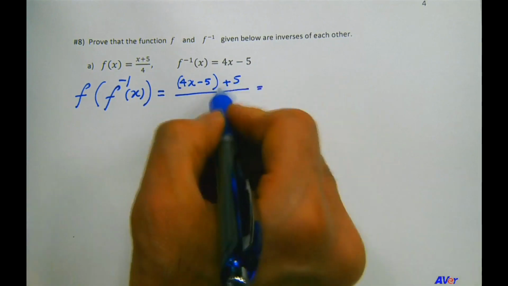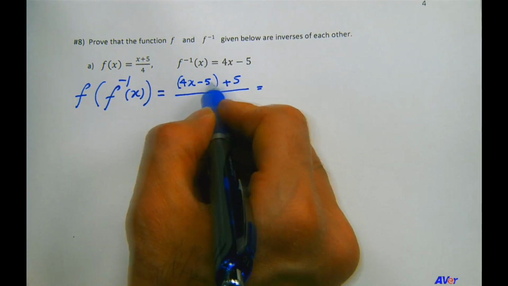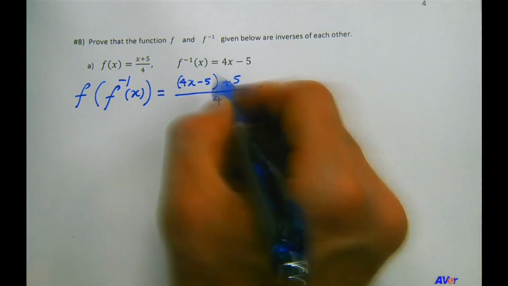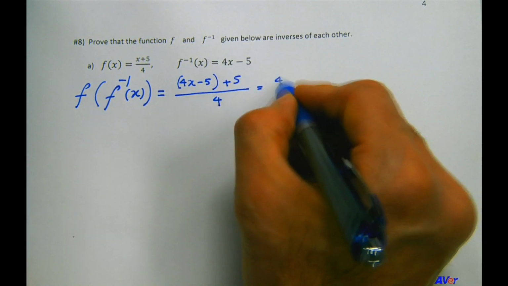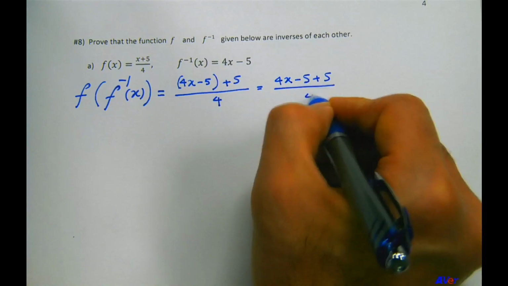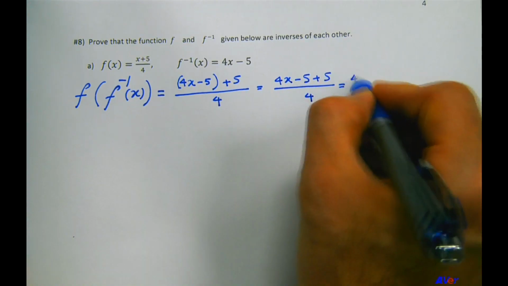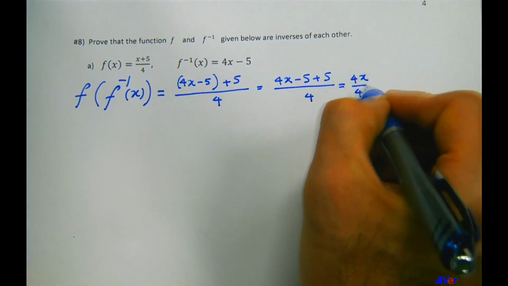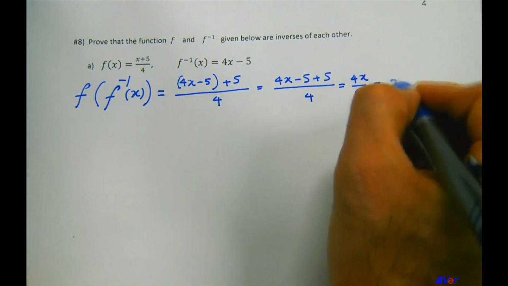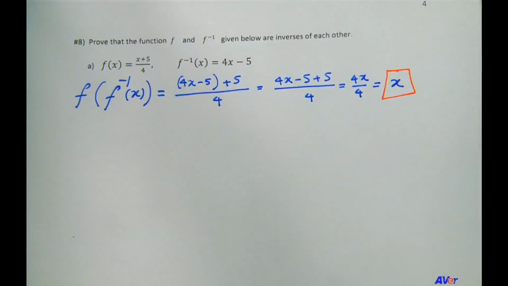Okay, this is just a neutral plus sign, and especially it comes after the parentheses. So we can remove the parentheses and say 4x minus 5 plus 5, divided by 4. Minus 5 and 5 add up to 0. We get 4x over 4. 4 and 4 cancel out. We get x, right? So there we have it.